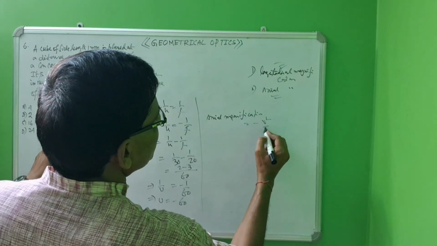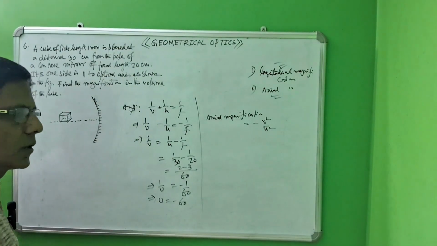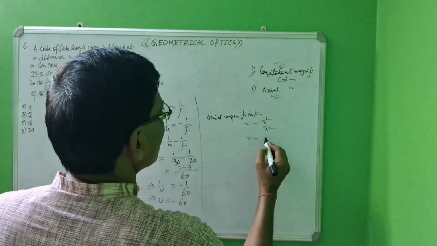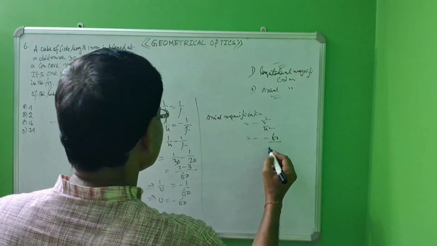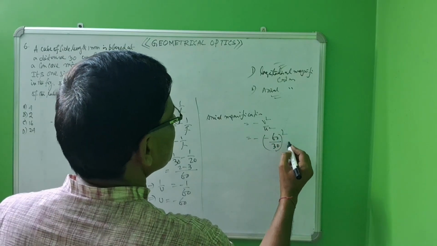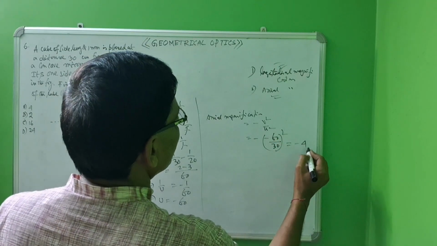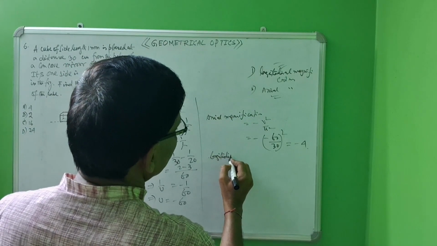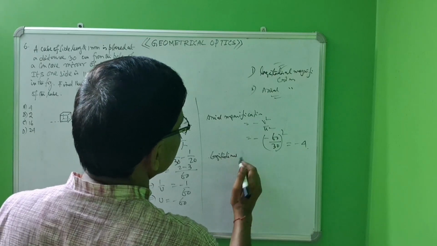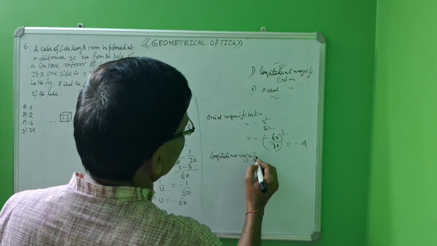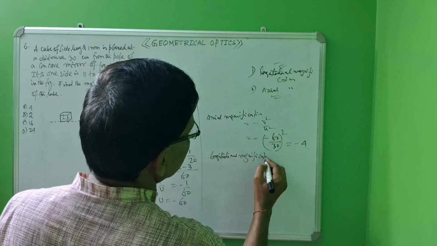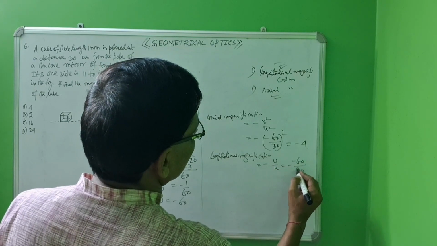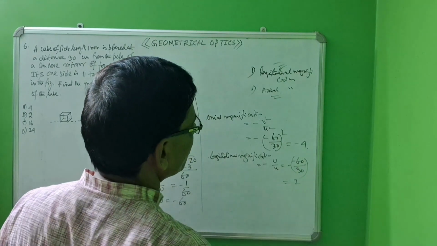Axial magnification equals minus v square by u square, which equals minus of minus 60 upon 30 whole square, equals minus 4. And longitudinal magnification equals minus v by u, equals minus of minus 60 upon 30, equals 2.